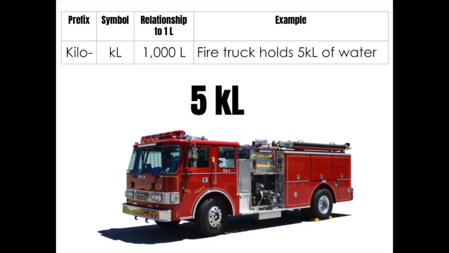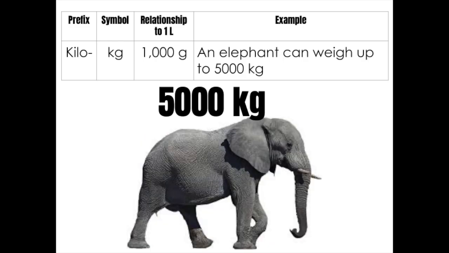If we're measuring a very large capacity of water, we would use kiloliters. For example, 1 kiloliter is equal to 1,000 liters. A fire truck holds 5 kiloliters of water. If we're measuring mass, then we would use kilograms. 1 kilogram is equal to 1,000 grams. An elephant can weigh up to 5,000 kilograms.